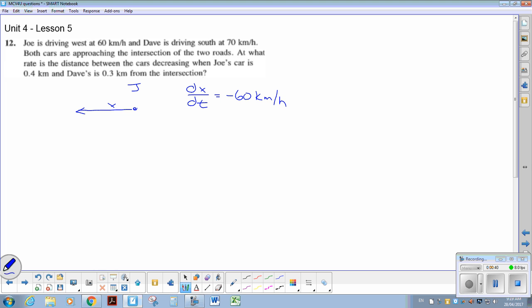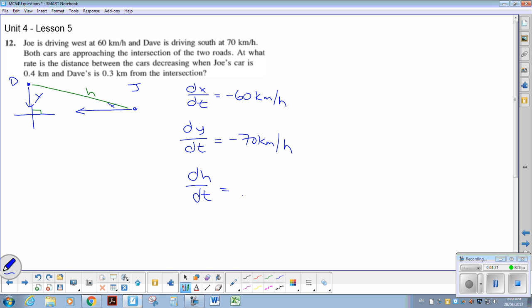Dave is driving south, 70 kilometers an hour, and they're approaching the same intersection. So here's my intersection. Dave is heading in that direction. I'm going to call that the y direction. So dy/dt equals negative 70 kilometers an hour, because I'm going to say that south is in the negative direction, staying in line with vectors. At what rate is the distance between the two cars decreasing? You can see it's a right angle triangle, so that's a relationship we're going to use. They want to know, what is dh/dt?